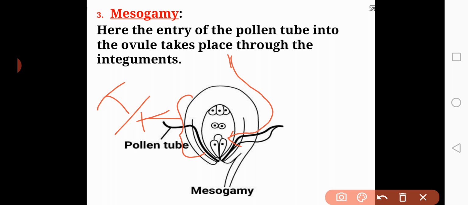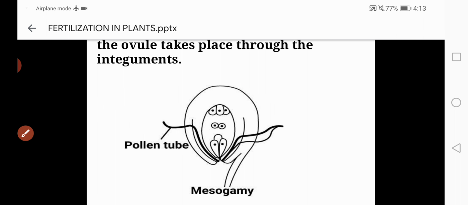In this way there are three types: porogamy, chalazogamy and mesogamy. Porogamy means if the pollen tube enters into the ovule through the micropyle. Chalazogamy means if the pollen tube enters into the ovule through the chalaza. And mesogamy means if the pollen tube enters the ovule through the integuments. Am I clear?